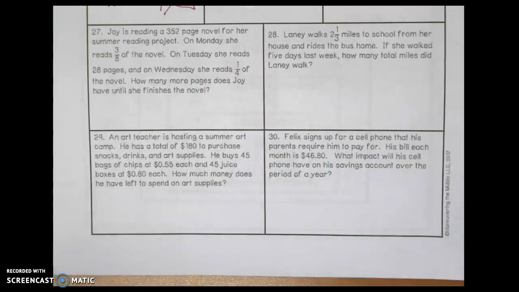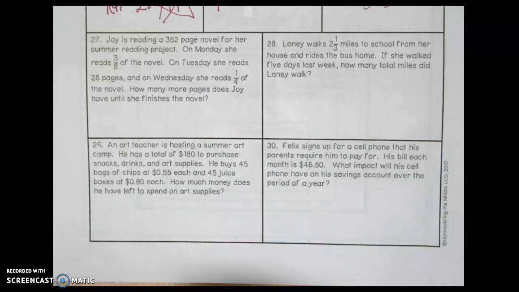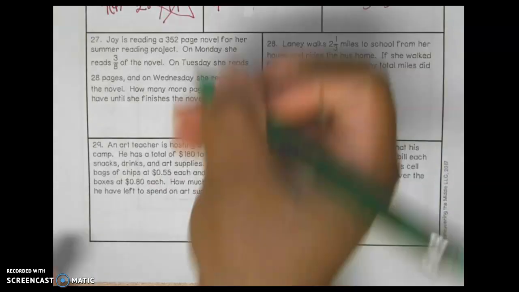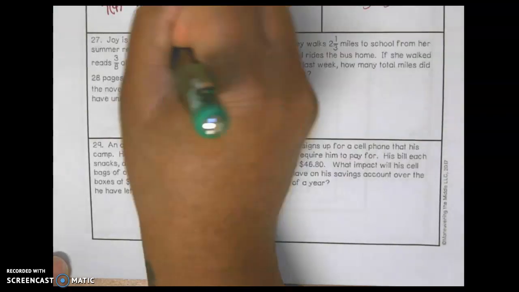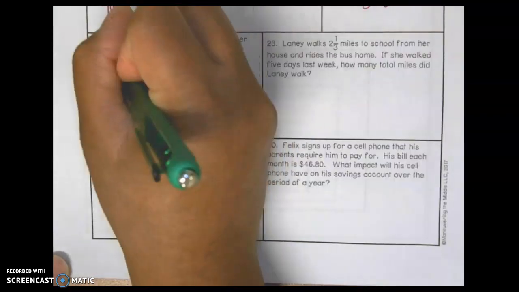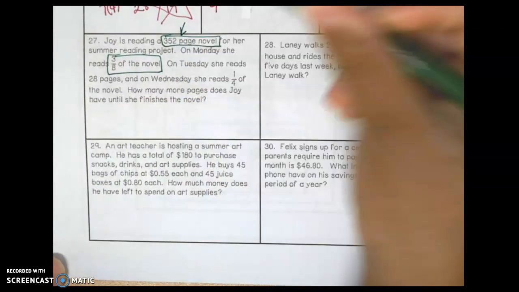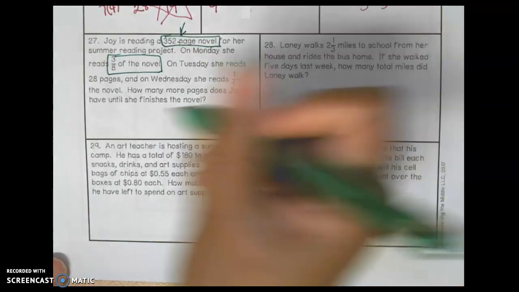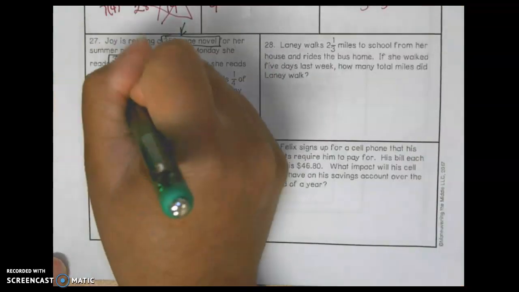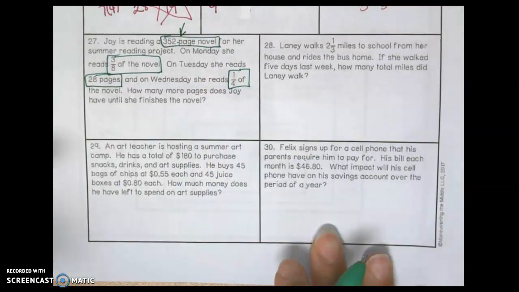What does the word of mean? Part of it. Well, yes, part of, but it means multiply. I'm asking that because we wrote this down in our notebooks. All right, so she reads 3/8 of the novel. Well, what's the novel? 352 pages. 28 pages on Tuesday and 1/4 of it on Wednesday.